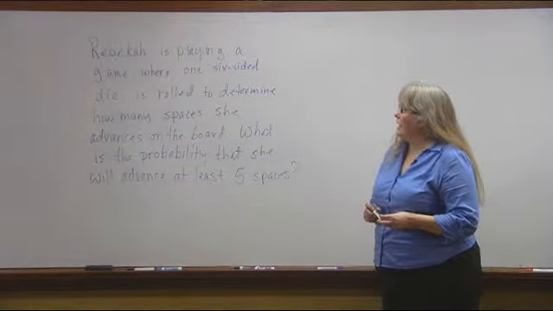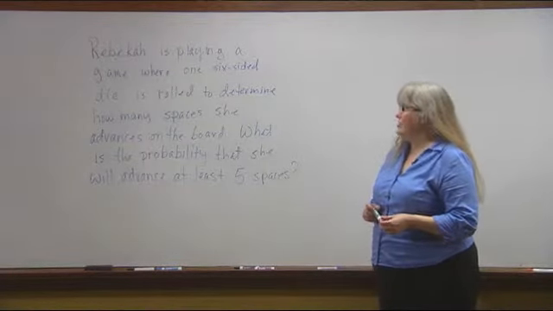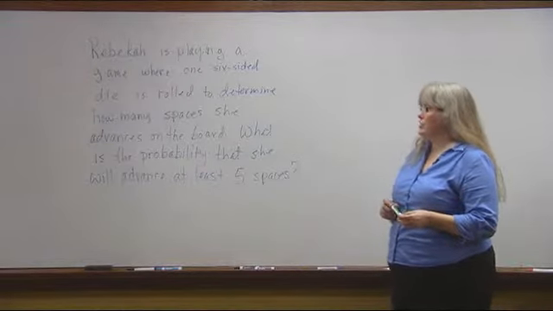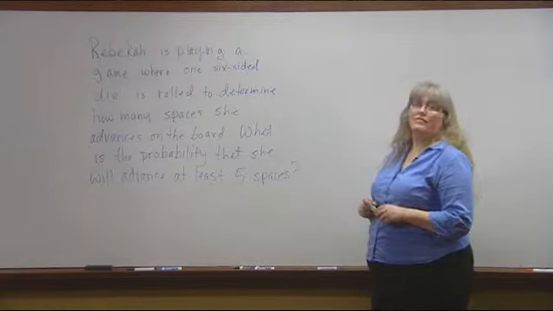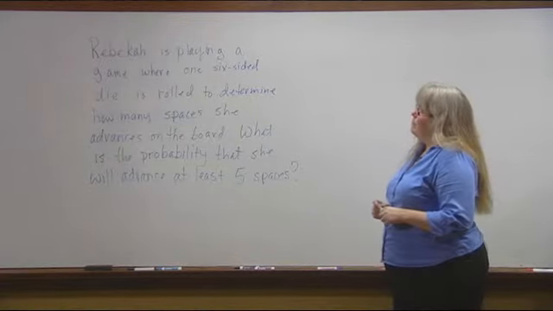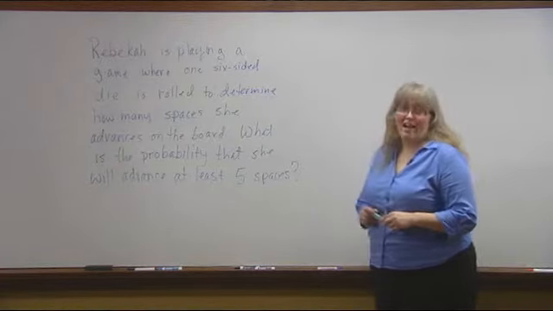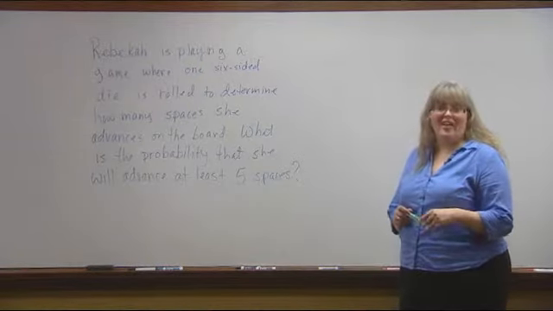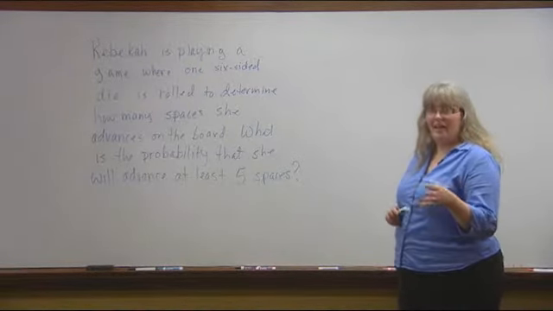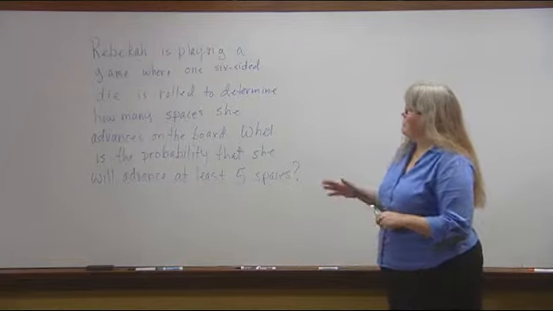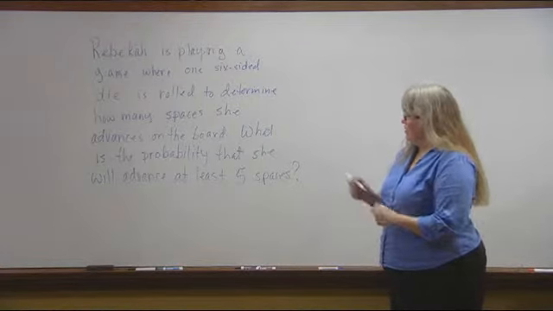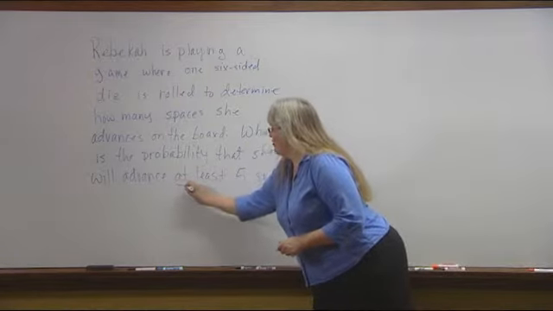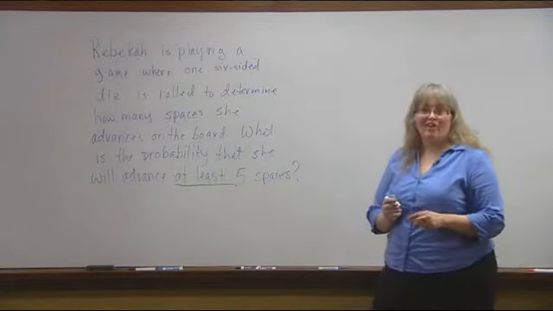Rebecca is playing a game where one 6-sided die is rolled to determine how many spaces she advances on the board. What is the probability that she will advance at least 5 spaces? In this problem, we're assuming that it's a fair die, so that each face has an equally likely chance of being on top. And we need to pay careful attention to this language here.